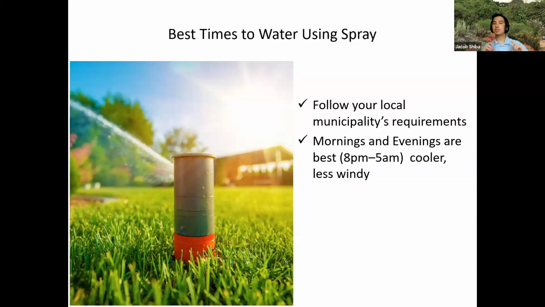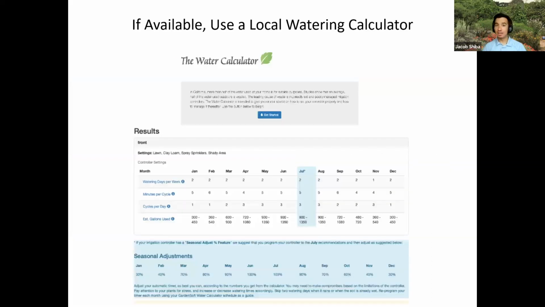And then, of course, make sure you're irrigating during the right time. So follow your local municipalities' requirements that they may have for irrigation. But generally speaking, we want to water in the early mornings or the late evenings where the sun is not out, temperatures are cooler, and it's typically going to be less windy. If available, better yet is to use a local watering calculator.